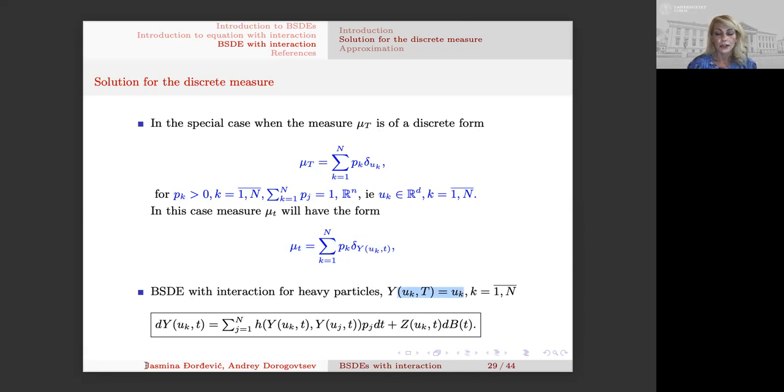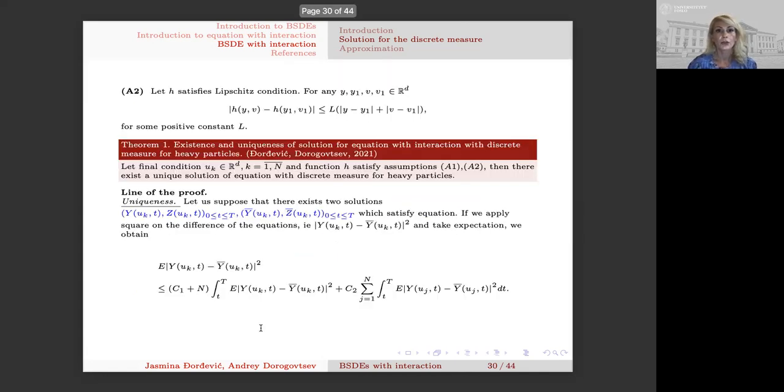So BSDE with discrete measure for heavy particles, because we restrict ourselves to the case of final conditions u_k, has the form given in the box here at the end of this slide. Its drift is given with the sum of functions h, which describe pairwise interaction between those particles. To prove the existence and uniqueness result for this equation, we need the Lipschitz condition for function h. Then we can state that there exists a unique solution.